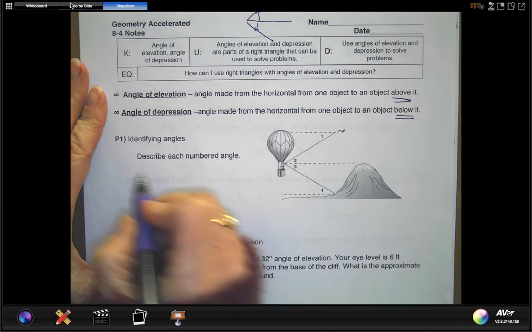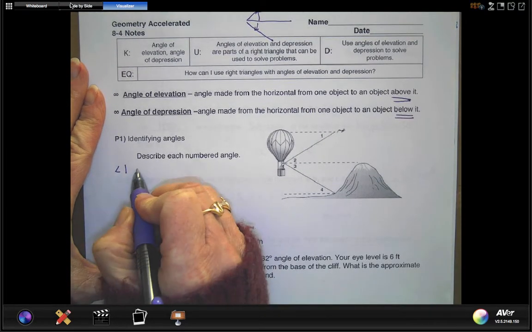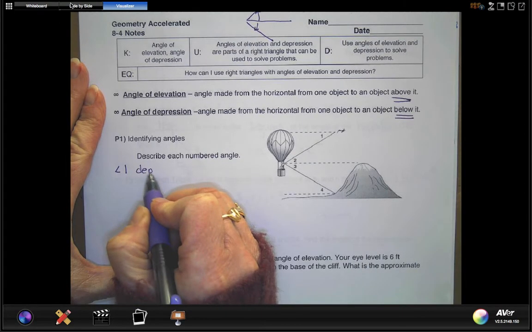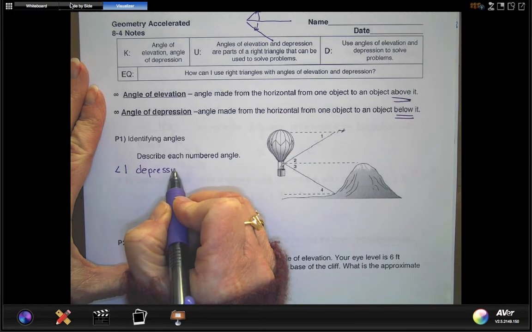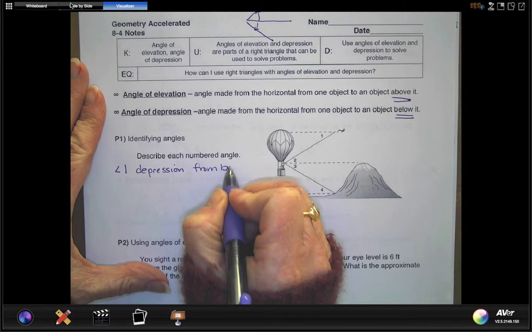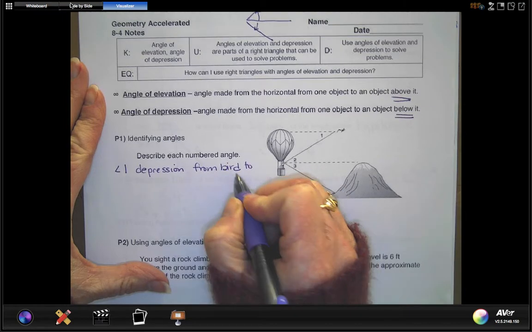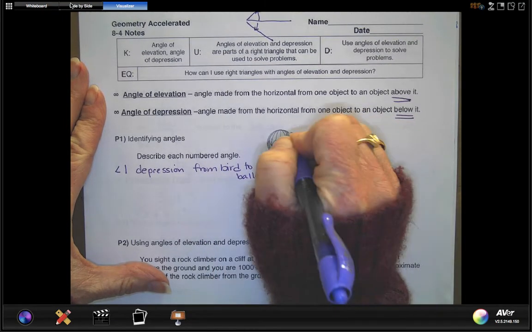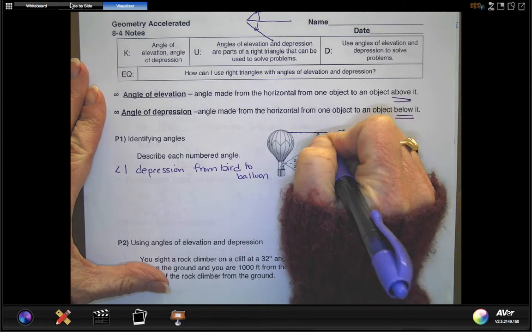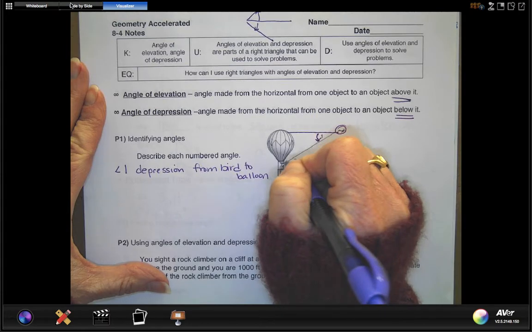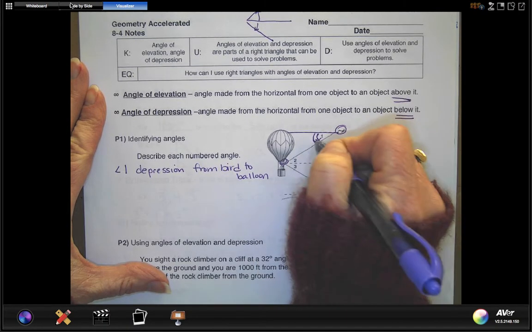So if I look right here, angle 1 is an angle of depression from the bird to the balloon. Again, here's the horizontal line and the angle. The bird is looking at an object below it, so the angle is below the horizontal line.